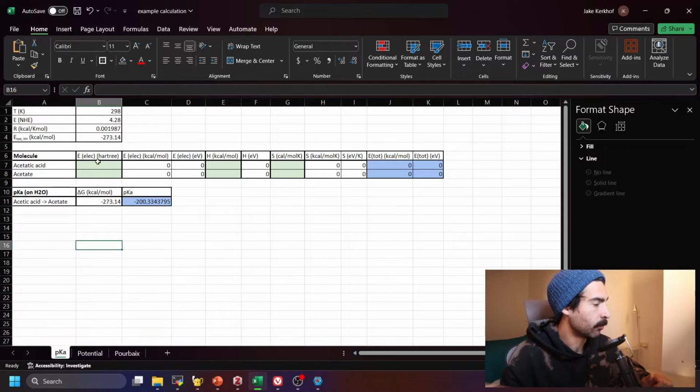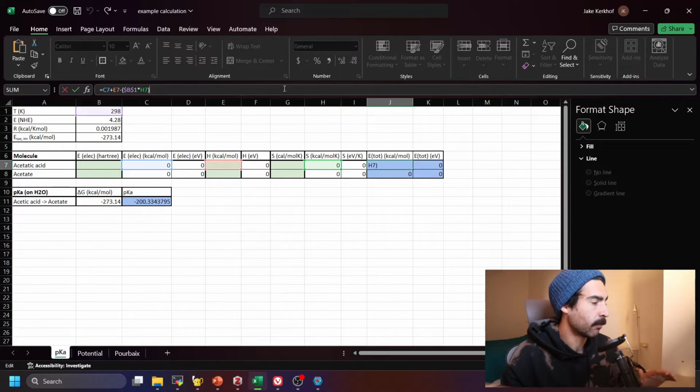We also have places to input our electronic energy, our enthalpy, and entropy. And then I have conversions to go from the energy that we input in Hartrees to kcals per mole. And I also have a conversion for the entropy to go from calories per mole Kelvin to kcals per mole Kelvin, so that we have consistent units for all three pieces of energetic information. And then we have our total energy for the species, which is done again by adding the electronic energy and enthalpy and subtracting the entropy times the temperature.